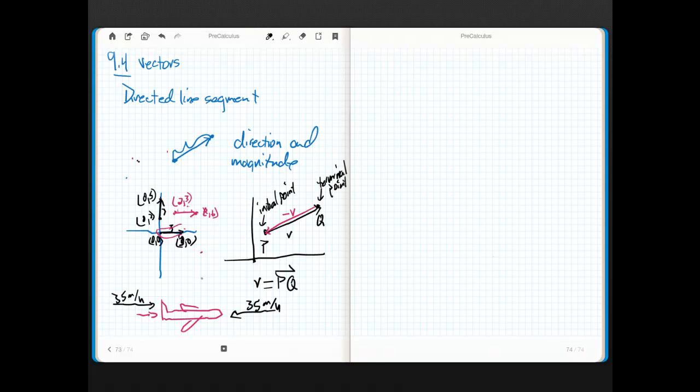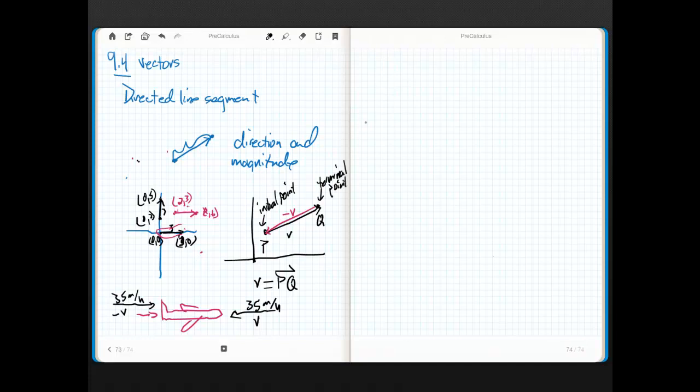Now, 35 miles an hour is exactly the same speed, right? The same velocity. It just has a different effect on the plane. So they can't be the same vector because that force is acting on the plane. So if I name this guy v, then this guy is going to be negative v. Same force, same length, same magnitude, opposite directions.